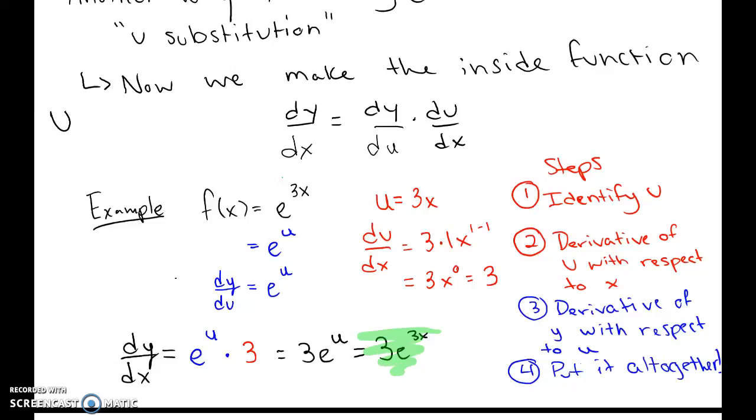So that's just a quick little rundown on U-substitution. We'll do more practice with this in class, and I'll post a couple more examples for you.